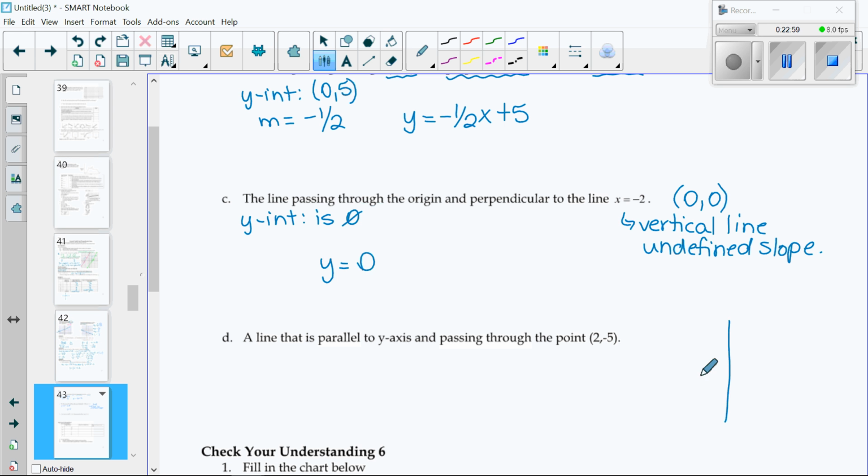Okay, so let's look at our coordinates. This is my x-axis, this is my y-axis. The y-axis is vertical, therefore the slope will be undefined. And if it's passing through the point 2, negative 5, so it's passing through somewhere down here, and it's a vertical line, it's going to look something like this. So its equation is simply going to be x is equal to 2.